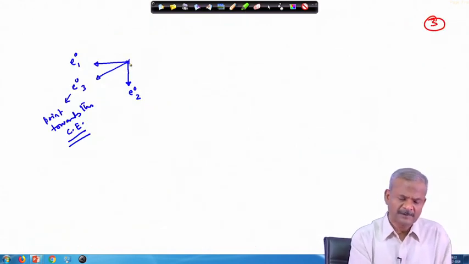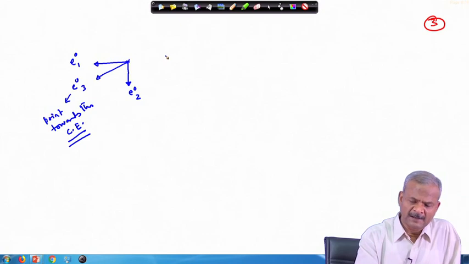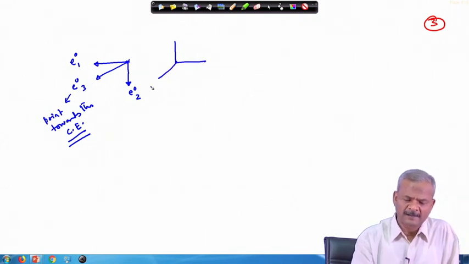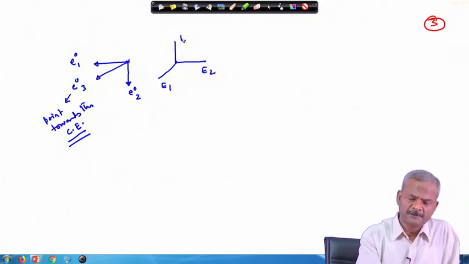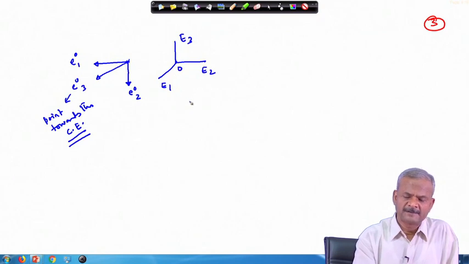So, what we assume is that, if this is the situation, I can take the inertial axis system something like this, or I can have any other orientation, and with respect to this, this system is oriented E1, E2, E3. This I can say is my inertial system.